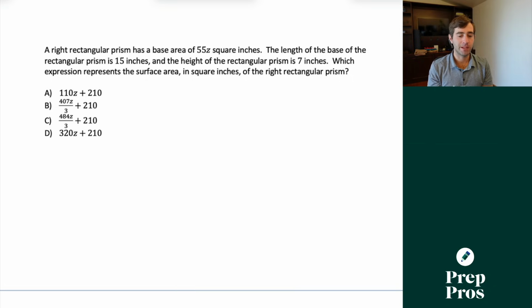The length of the base of the rectangular prism is 15 inches, and the height of the rectangular prism is 7 inches. Which expression represents the surface area in square inches of the right rectangular prism? Well, two things we always want to do initially: make sure we know our formula and draw the figure out so it's easier to visualize.